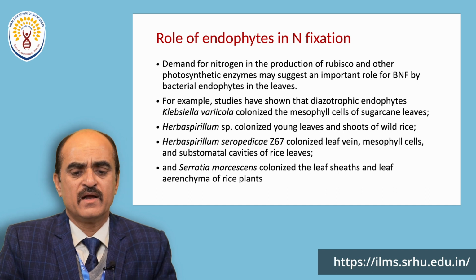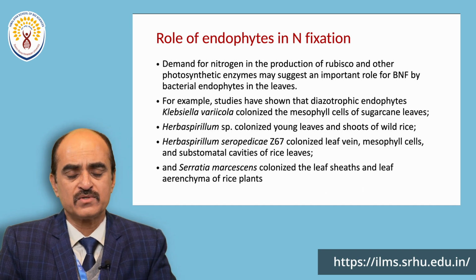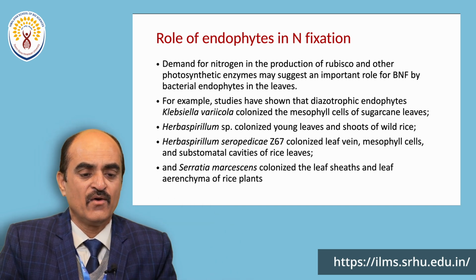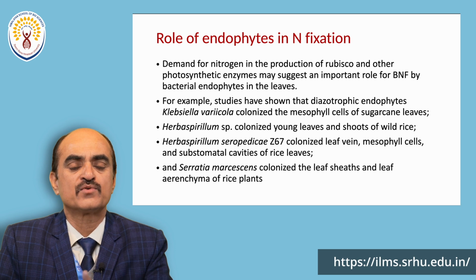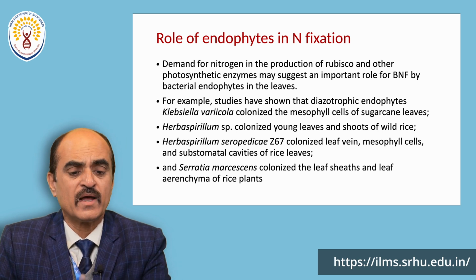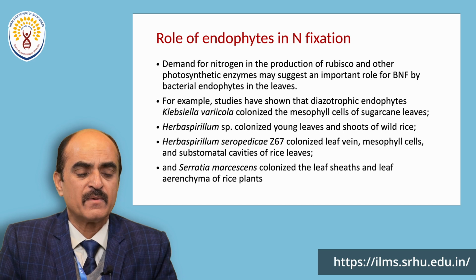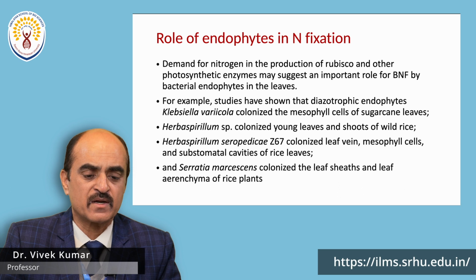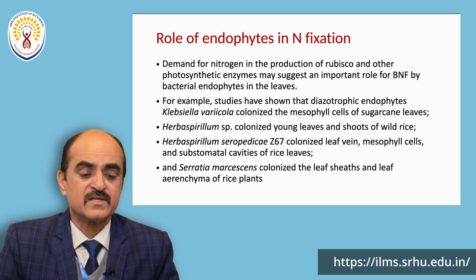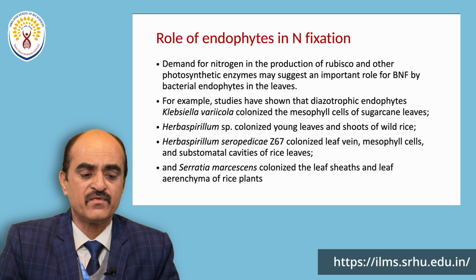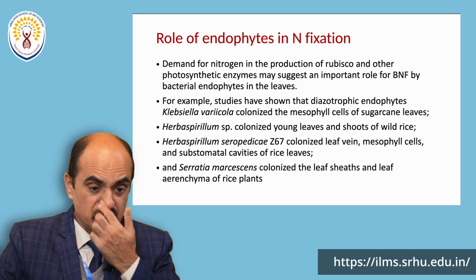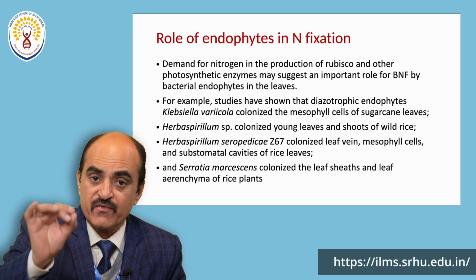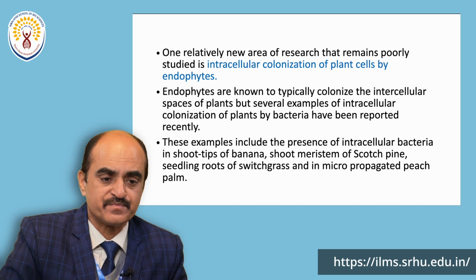Studies have shown that diazotrophic endophytes, diazotrophic meaning those microbes which fix atmospheric nitrogen, are present in plants. Klebsiella variicola colonizes the mesophyll cells of sugarcane leaves. Herbaspirillum colonizes young leaves and shoots of wild rice. Herbaspirillum seropedicae colonizes leaf veins, mesophyll cells and substomatal cavities of rice leaves. And Serratia marcescens colonizes the leaf sheaths and leaf parenchyma of rice plants. So, all these bacteria are present inside the plants. What have they done there? They have fixed a certain amount of atmospheric nitrogen.